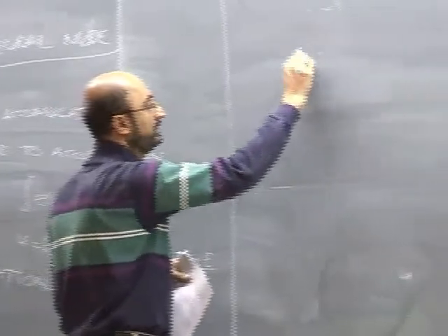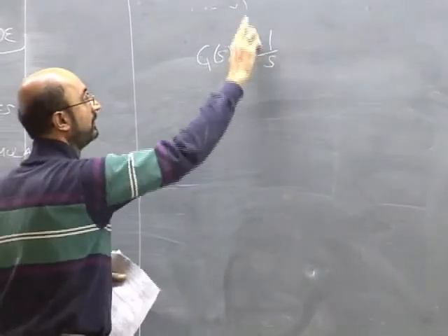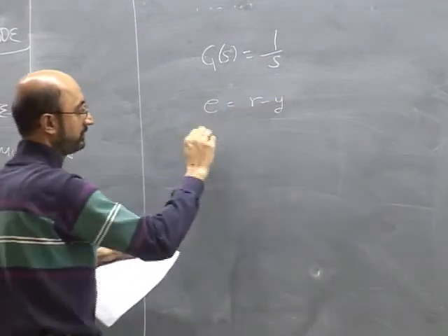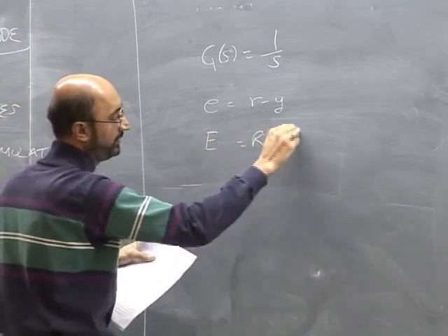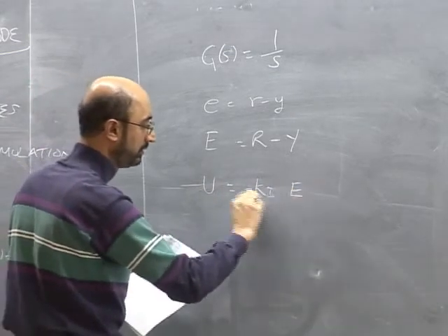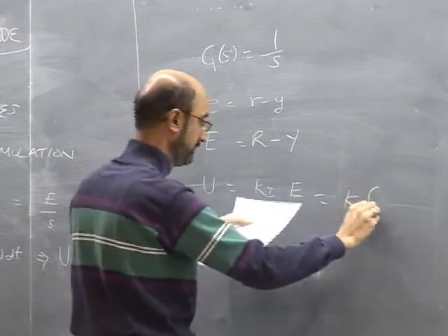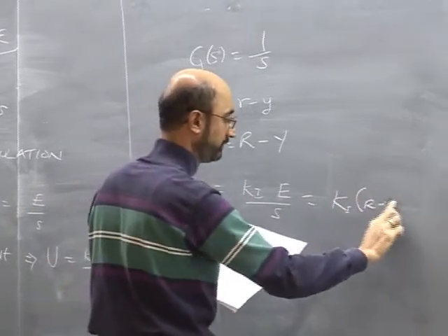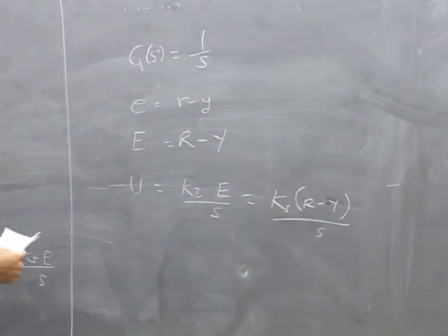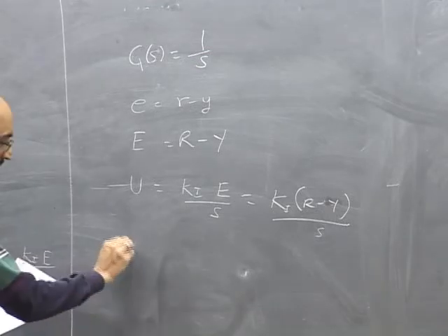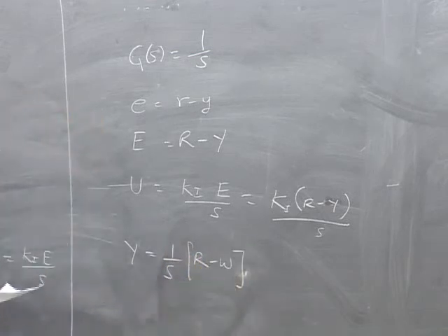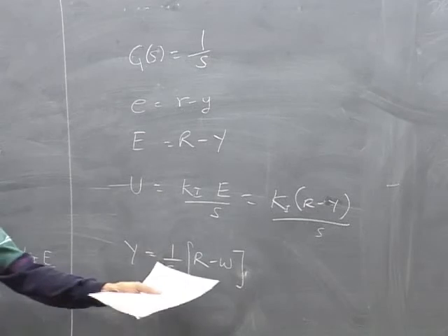And so remember that G(s) equals 1 over s, and we had over here e equals r minus y, so E(s) equals R minus Y, and U equals ki E over s, which is going to be ki times (R minus Y) over s. And so we get Y is going to be 1 over s times (U minus W). That's the plant operating on the error.